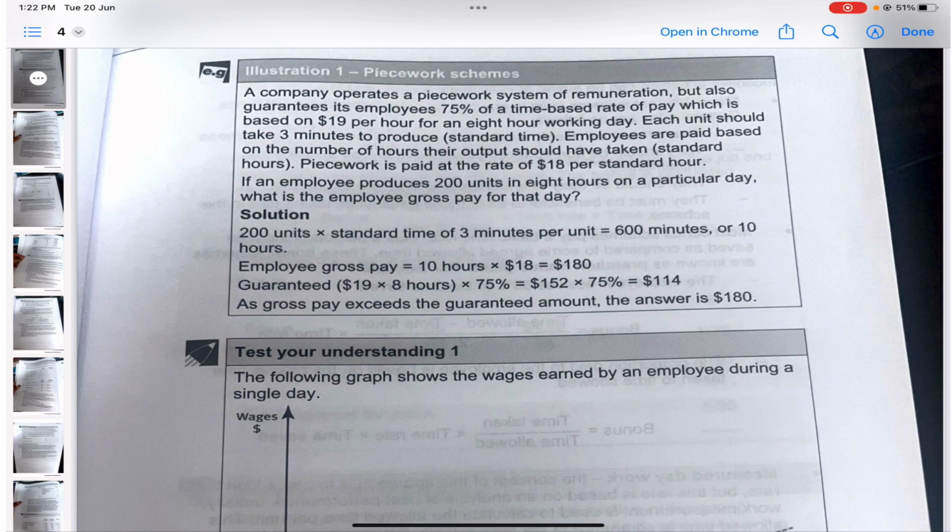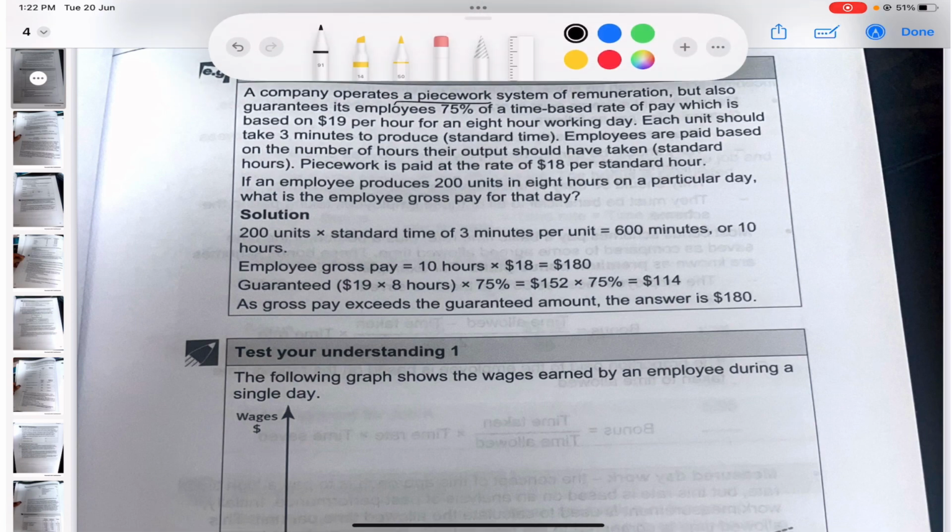Okay, now we have illustration number 1. A company operates a piecework system of remuneration, but it also guarantees its employees 75% of a time based rate of pay, which is based on 19 per hour for an 8-hour working day. Each unit should take 3 minutes to produce. So that is the standard time. How much time does each unit take for production? Employees are paid based on the number of hours their output should have taken. Piecework is paid at the rate of 18 per standard hour. If an employee produces 200 units in 8 hours in a particular day, what is the employee's gross pay?